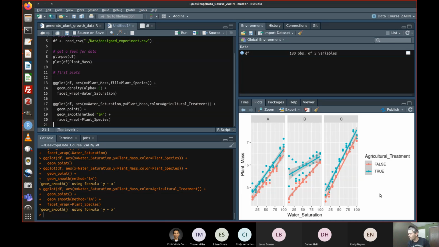That's what we're seeing. It's almost like we could say the importance of agricultural treatment diminishes in plant B with increasing water saturation. The slope is less steep than if you don't have the agricultural treatment. So whereas agricultural treatment does increase plant mass in every one of these species, its effect depends on water saturation. So I hope this is clear. The effect of agricultural treatment for plant B is greater at low water saturation. There's a bigger separation between these two trend lines than at high water saturation, where they're almost overlapping.